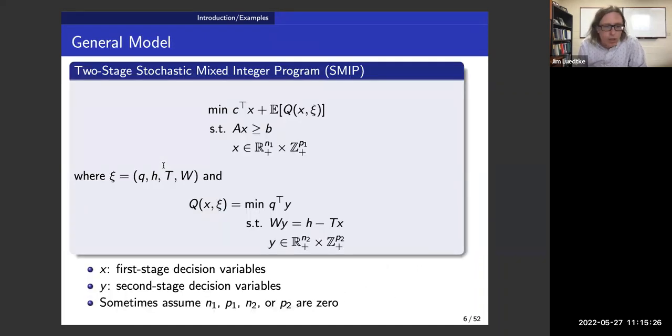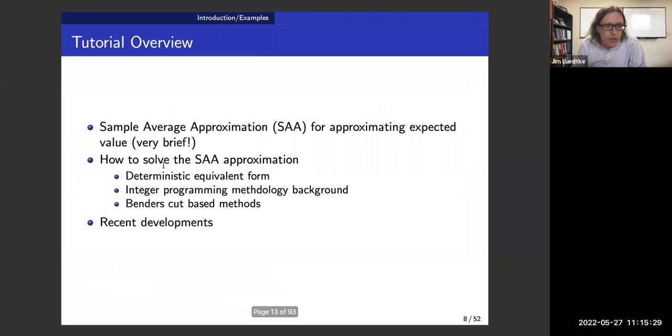Okay. So let me move on to the overview of the tutorial then. Very briefly, I'm going to talk about approximating this expected value via an approach that's known as sample average approximation.